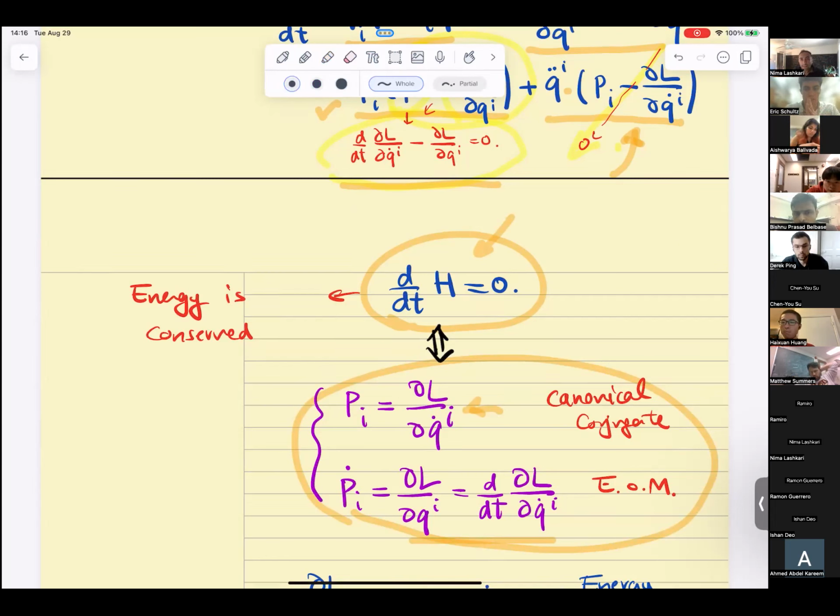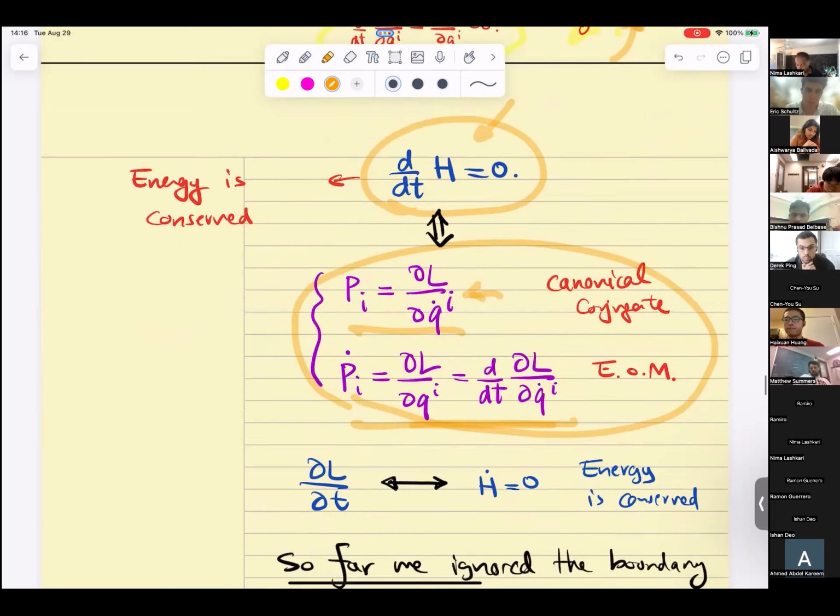So again, recap. If you define the canonical conjugate this way, then the Euler-Lagrange equations are equivalent to the conservation of Hamiltonian and vice versa. Conservation of energy. Good? Any questions?